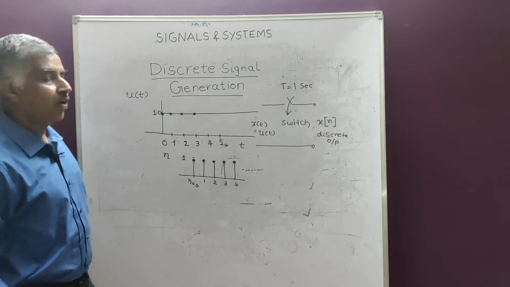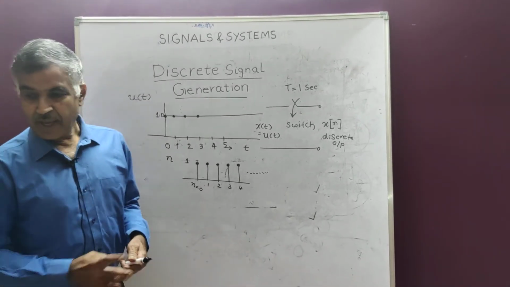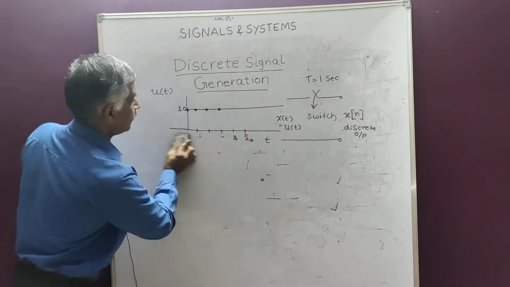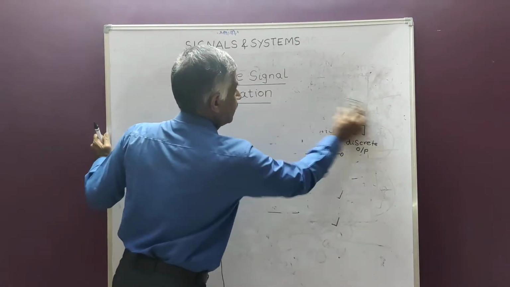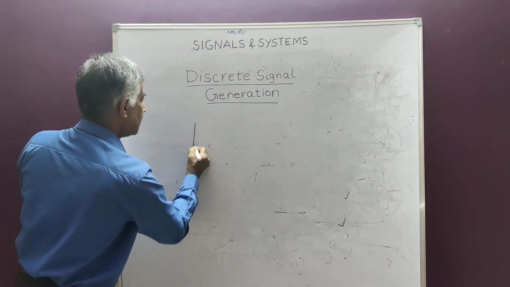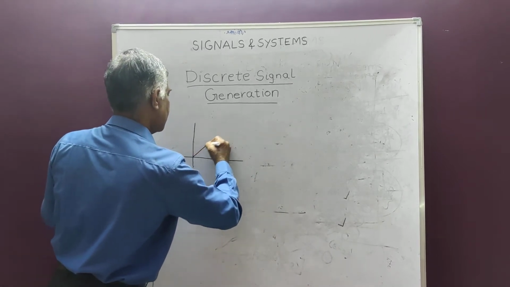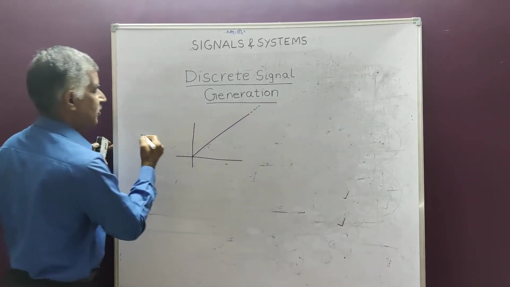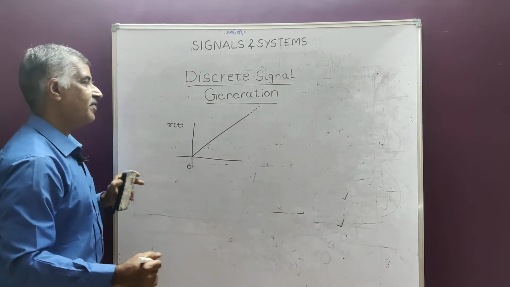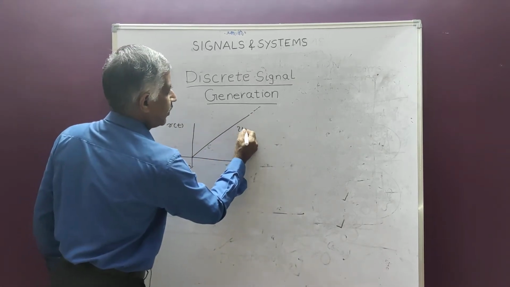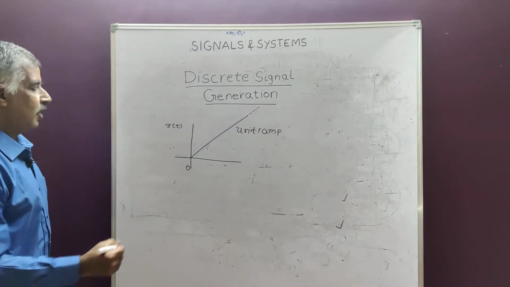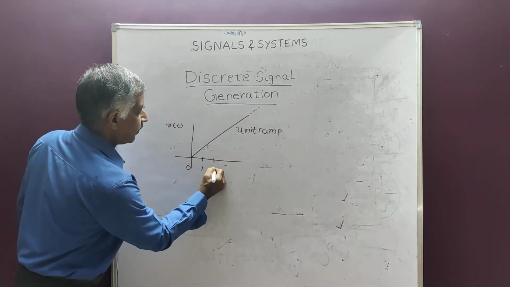Now I will take the example of a ramp function, and I will sample it. Take a ramp function, and a ramp function also can be sampled. So take a unit ramp. This is what is called a ramp function. This ramp function is again sampled. Unit ramp means the slope is 1. So every 1 second it is sampled.